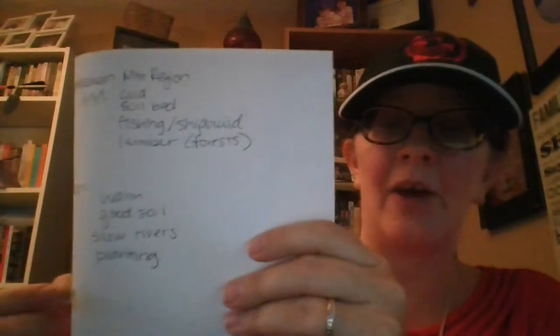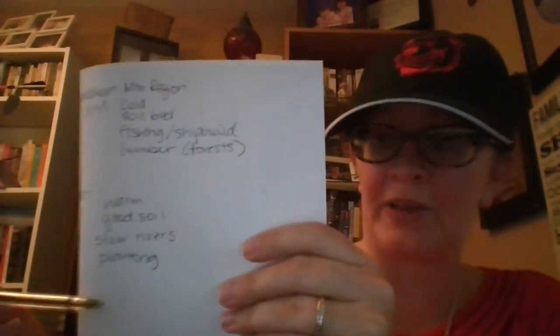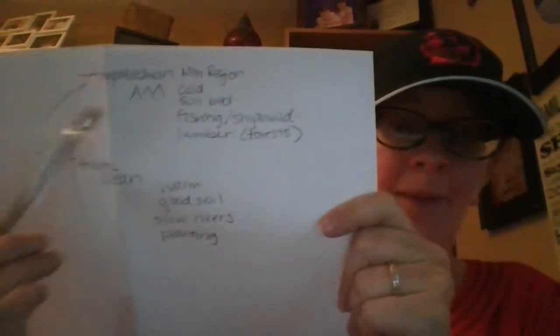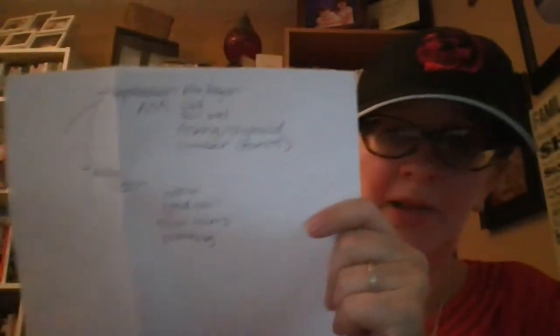And then in the south, their weather is great. They have really good soil. It's perfect for growing things. This is the Appalachian Mountain region in the northern area, and then the Atlantic Coastal Plain in the south.